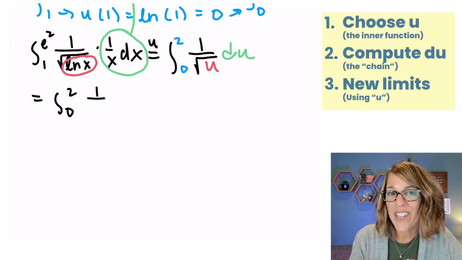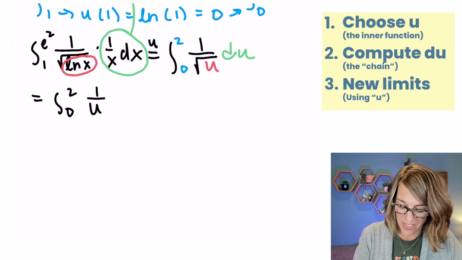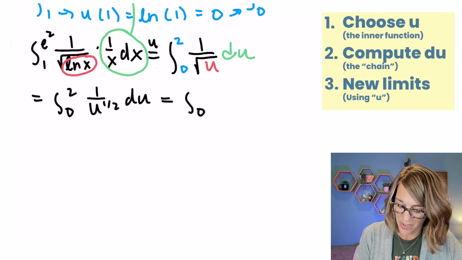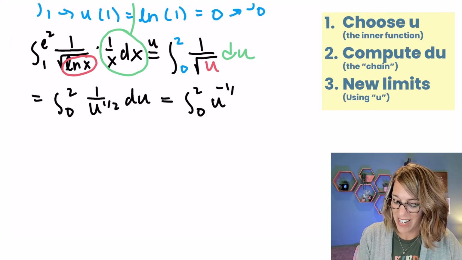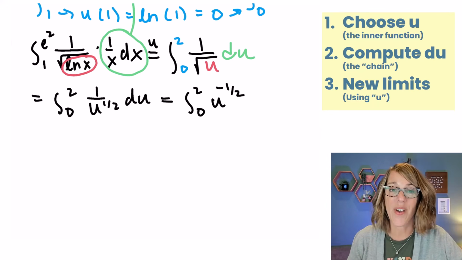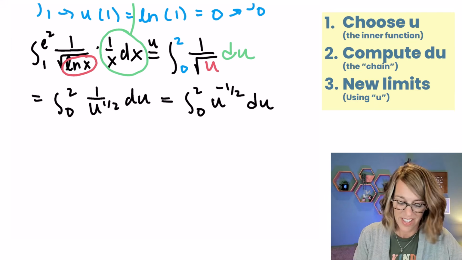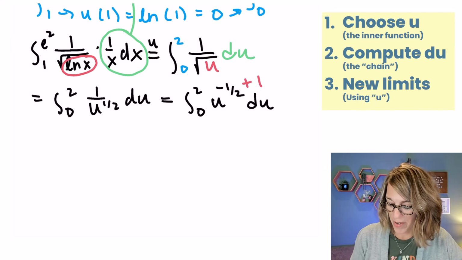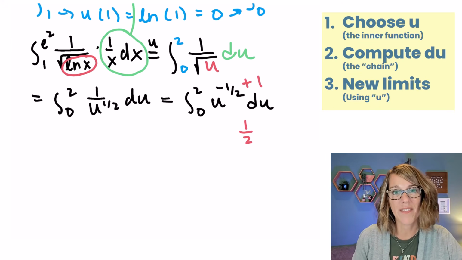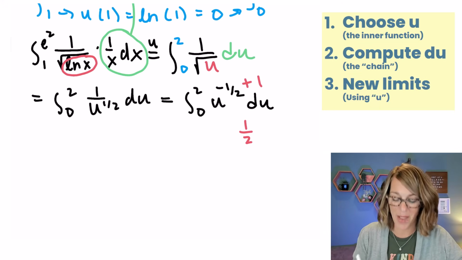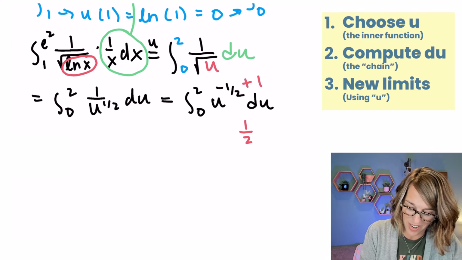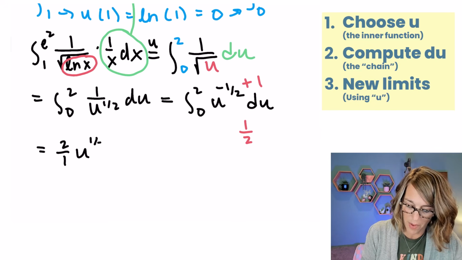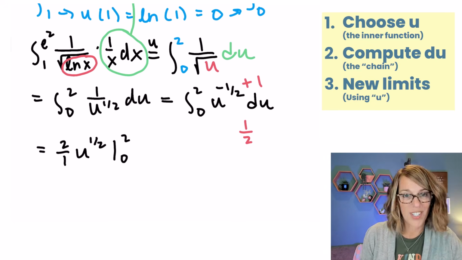That square root is actually a 1/2 power. So I'm going to write that as a 1/2 power du, which I can also write, so I can use my power rule, as a negative 1/2 power, bringing that u up into the numerator, and then a du. I'm ready for that power rule. I need to add a 1 to get to the new power. That's going to give me a new power of 1/2, and I need the reciprocal of that power out in front. Okay, so what does that look like? I get a 2 over 1 u to the 1/2 power, evaluated from 0 to 2.